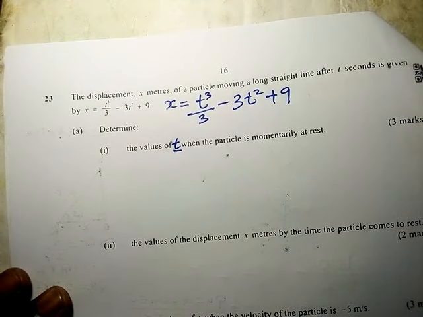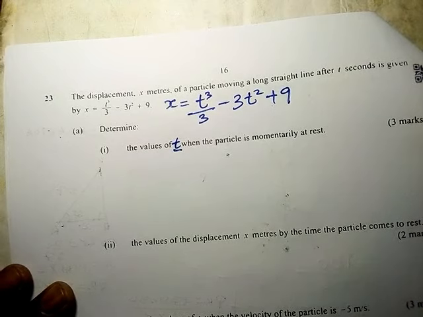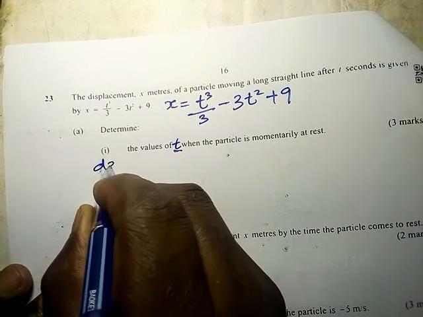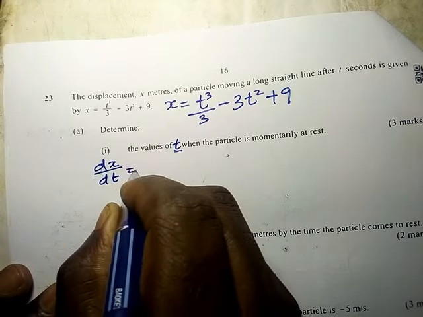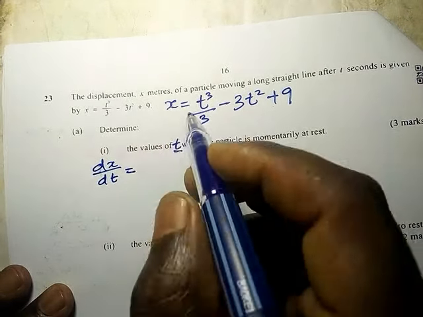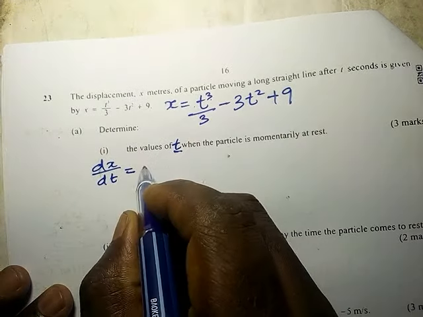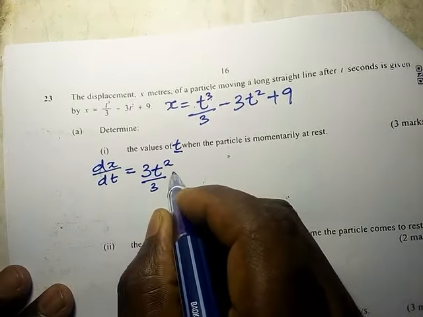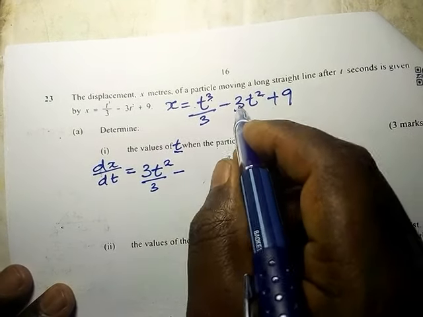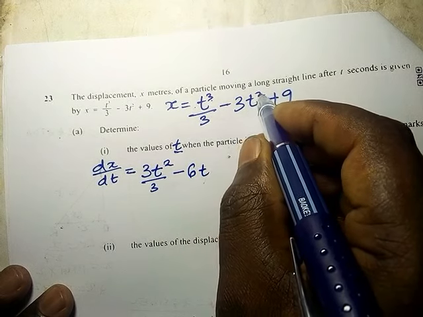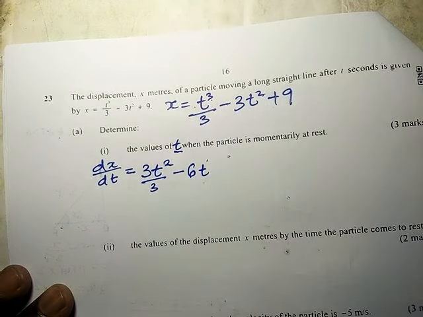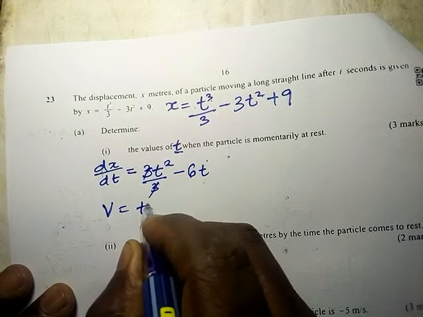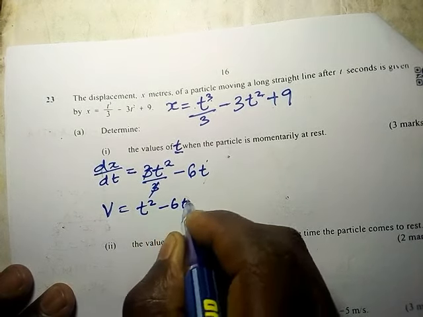So first, when the particle is at momentary rest, we first get the velocity. How do we get the velocity of this one? We differentiate dx over dt, and this one is going to give us the differentiation of this. How do you differentiate? t raised to power 3 differentiated gives 3t, and 3 minus 1 remains 2, divided by 3, minus 3 times 2 gives 6t, and 2 minus 1 remains 1, and the constant 9 disappears. Therefore velocity is equal to t square minus 6t, that is velocity.